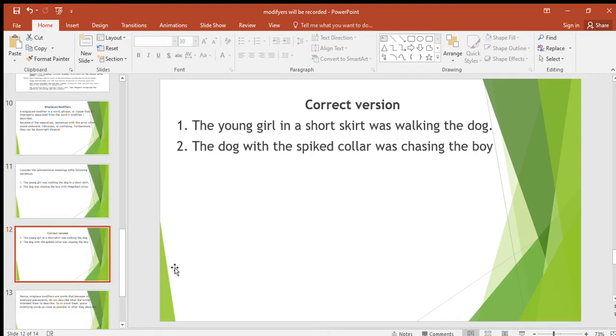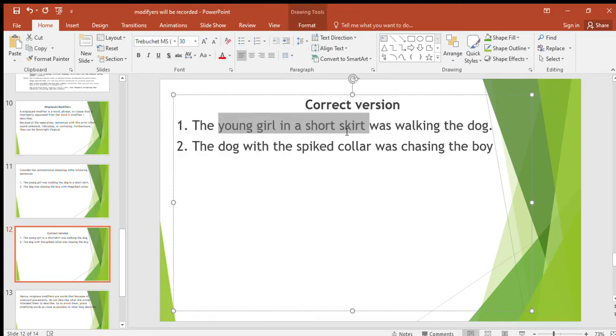So the correct versions should be: The young girl in a skirt was walking the dog. So the girl was the one wearing a short skirt. And similar to the second sentence, the dog with the spike collar was chasing the boy. So the dog was the one wearing the spike collar. Okay?